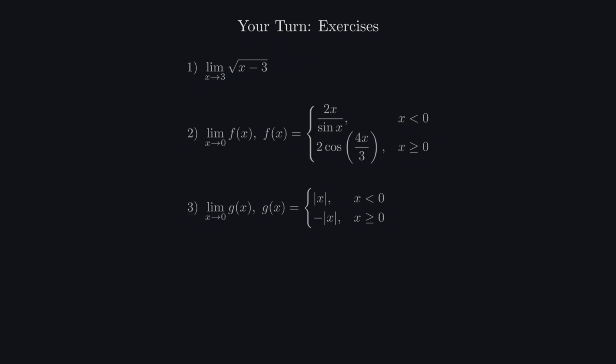Exercise 2. Find the limit as x approaches 0 for this piecewise function involving 2x over sine x and 2 cosine of 4/3 x. Exercise 3. Find the limit as x approaches 0 for the piecewise function involving these absolute value expressions.